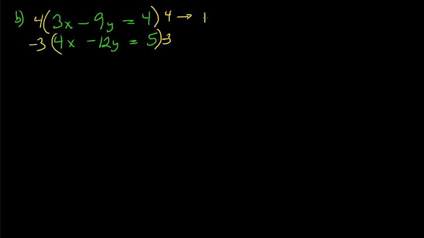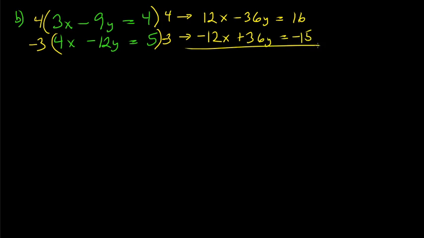So the first equation becomes 12x minus 36y equals 16. The bottom equation becomes negative 12x plus 36y is equal to negative 15. Now, when you add the equations, 12x minus 12x is 0x. That was by design. And now we have negative 36y plus 36y is 0y. And that's going to equal 16 plus negative 15. Well, 16 minus 15 is 1. So the left side, 0 plus 0 is just 0. The right side is 1.